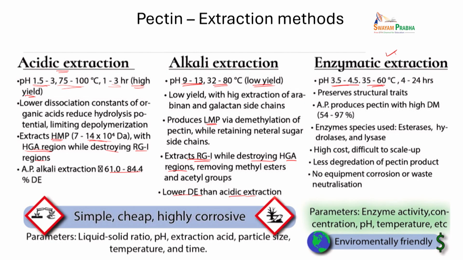Temperature is a little lower than the acidic or basic extraction, but the time can go up to 4 hours to 24 hours, because we know enzyme reactions are quite slow compared to the acidic and alkali extraction, so time is quite large here. However, enzymes are very selective, and they do not disturb the entire structure. They try to preserve the actual pectin structure intact, and from apple pomace, enzymatic extraction can yield up to 97% high degree of methylated pectins.